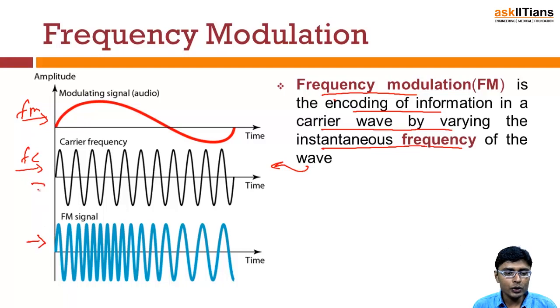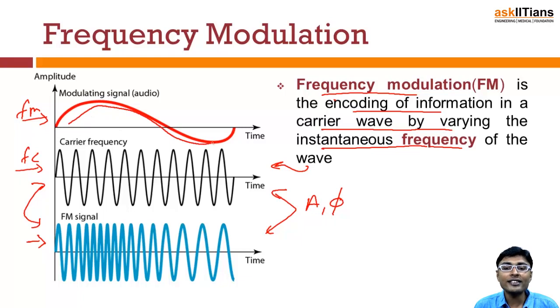So if you compare these two signals, the amplitude of both is the same, as well as the phase, but you can see the frequency is not the same, and the frequency is changing depending upon the amplitude of the modulating signal. The frequency of a frequency modulated signal will change in accordance with the amplitude of the modulating signal.